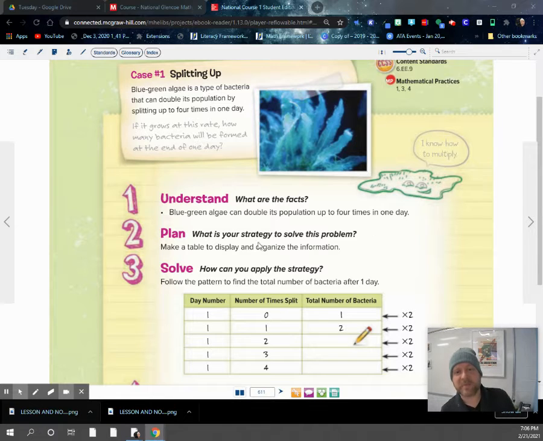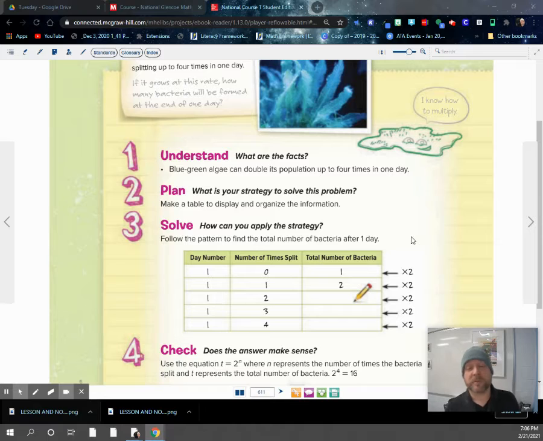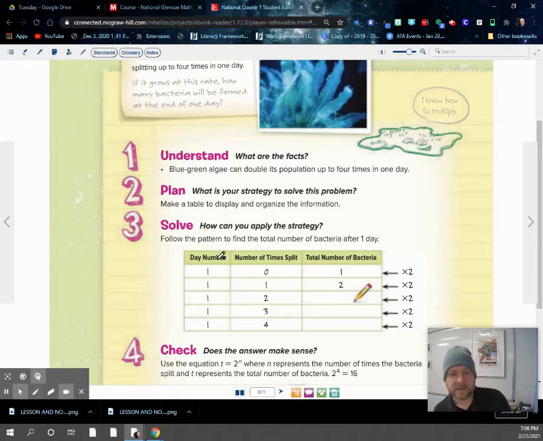So what is my plan to solve this problem? I'm going to make a table to display and organize the information that I've got here, and then we'll be able to figure out how many times I can do this in a day. So solve. So how can I apply the strategy? Follow the pattern to find the total number of bacteria after one day. And we're just going to follow the pattern as we go here. So this is all in one day.